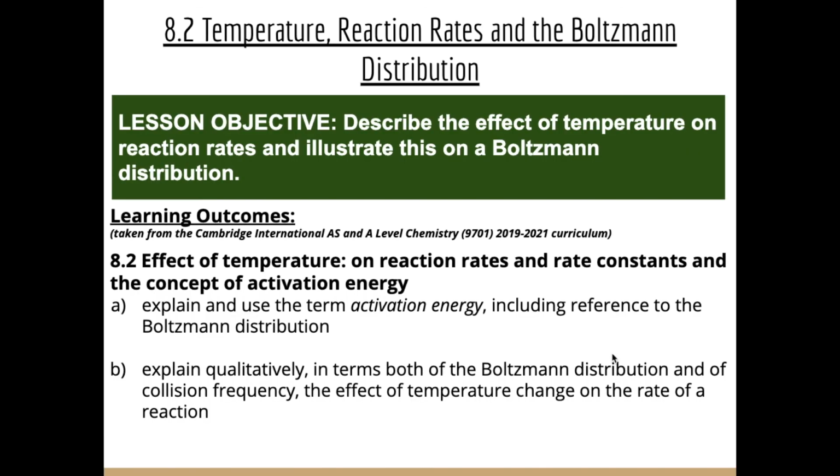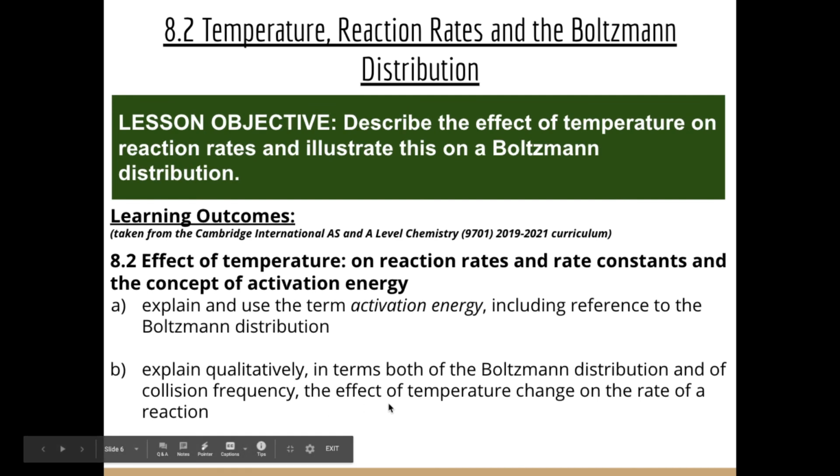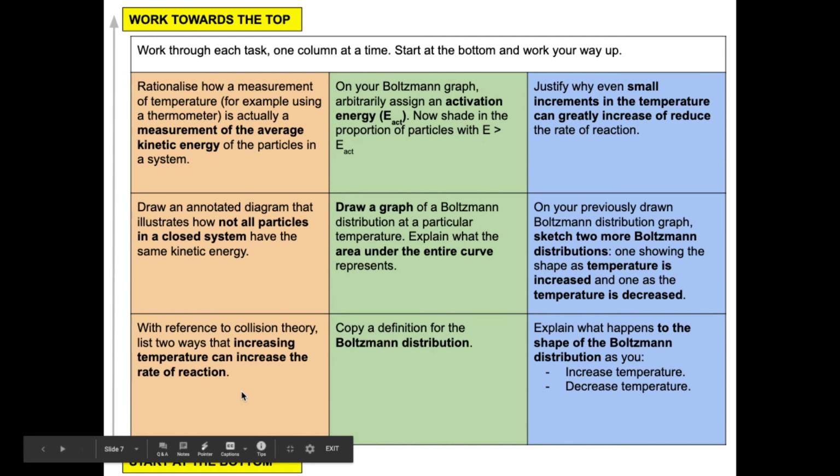And with that, we finish our lesson on temperature, reaction rates, and the Boltzmann distribution. What have we done? We've explained and used the term activation energy, including reference to the Boltzmann distribution, and explained qualitatively in terms both of the Boltzmann distribution and of collision frequency, the effect of temperature change on the rate of reaction. Our task for this lesson, if you want to consolidate your understanding, pause, work through the table, one column at a time from the bottom to the top.